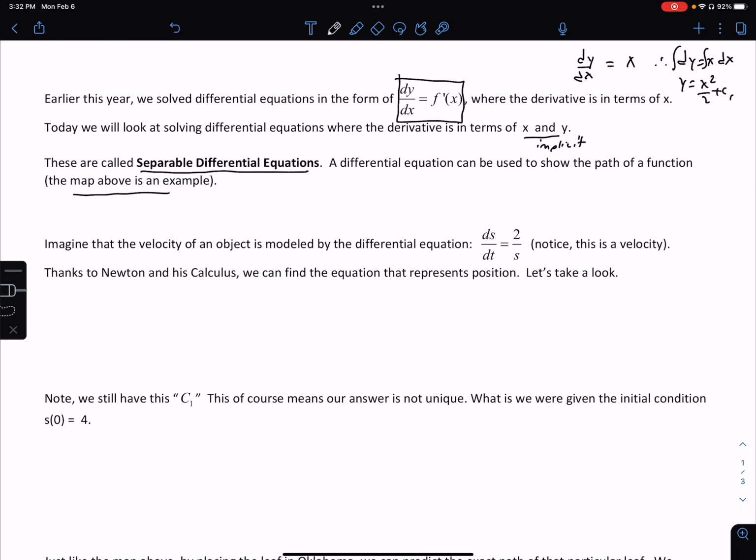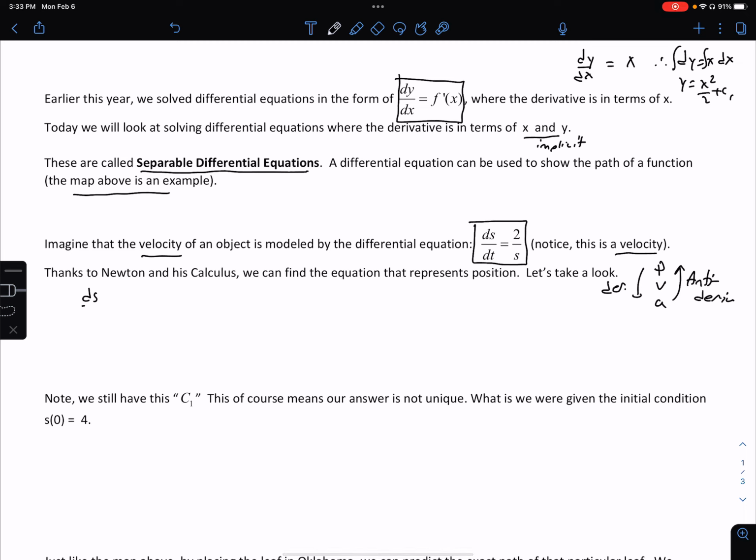So imagine that the velocity of an object is modeled by this equation right here, ds/dt is 2 over s. Notice this is a velocity, it's my change in position over my change in time. Now, thanks to Newton and his calculus, we can find the equation that represents position. We've talked about that before. If we have position, velocity, acceleration, going down we're taking a derivative, and going up we're going to take an antiderivative. So I need to integrate this.